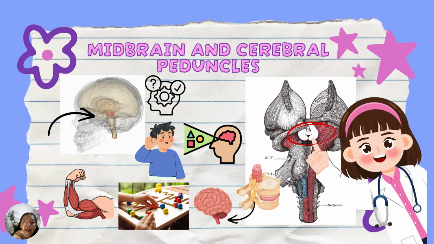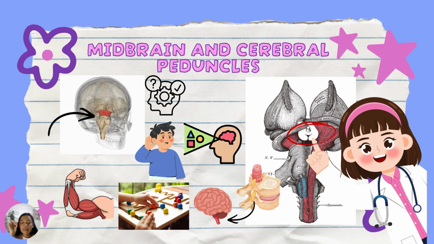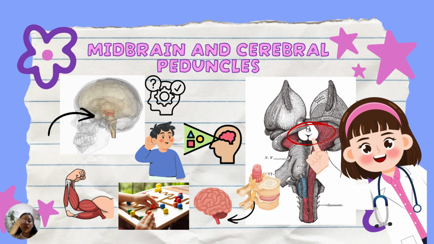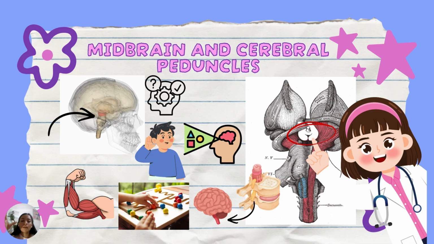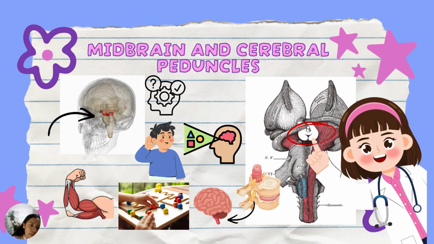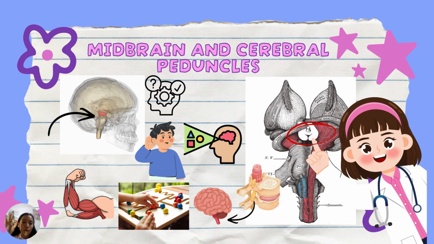The midbrain and cerebral peduncles. The midbrain is like the upper part of the brainstem, and it contains structures involved in the visual and auditory reflexes that we can see in the images. The red part also is the midbrain part.